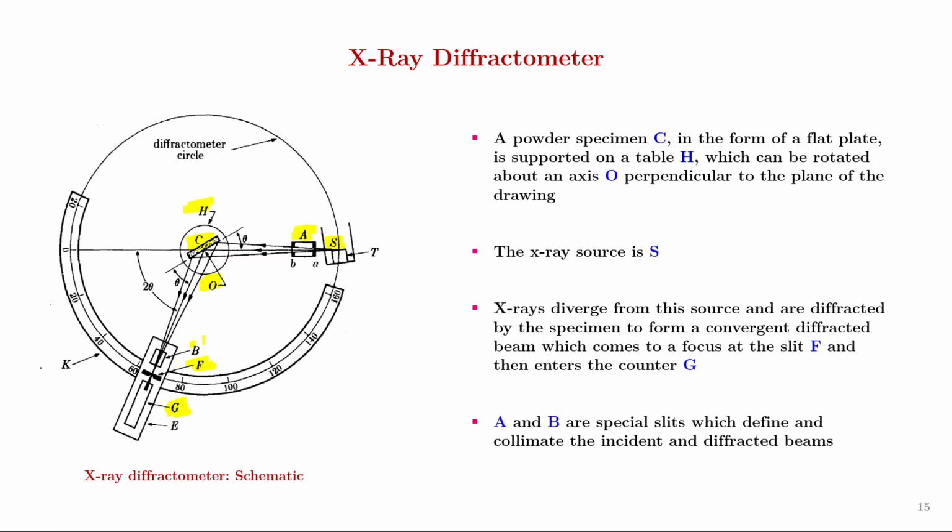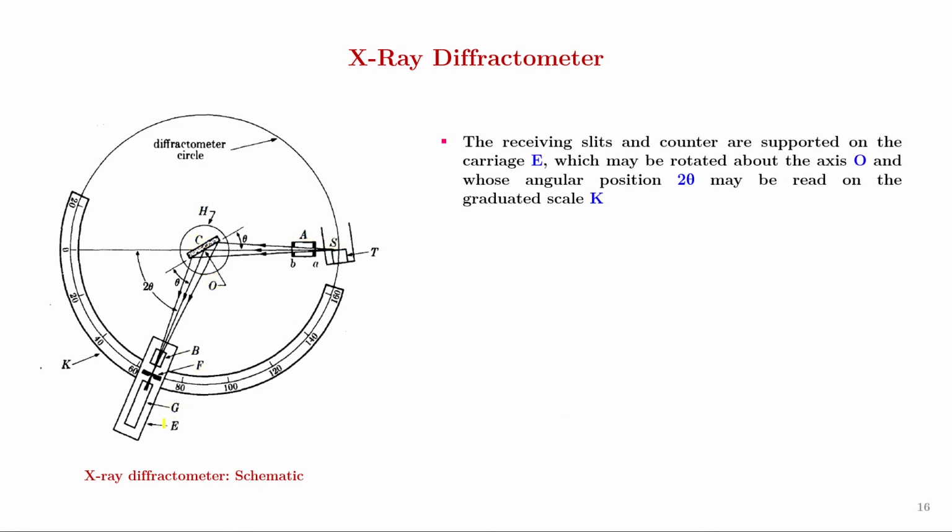A and B are special slits which define and collimate the incident and diffracted beams. The receiving slits and counter are supported on the carriage E, which may be rotated about the axis O and whose angular position 2 theta may be read on the graduated scale K.